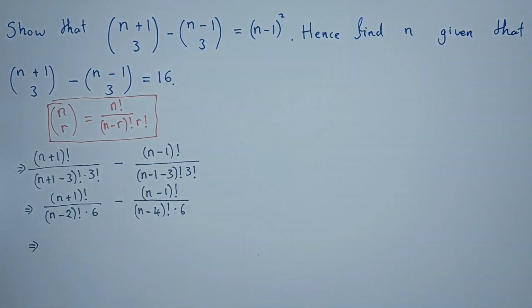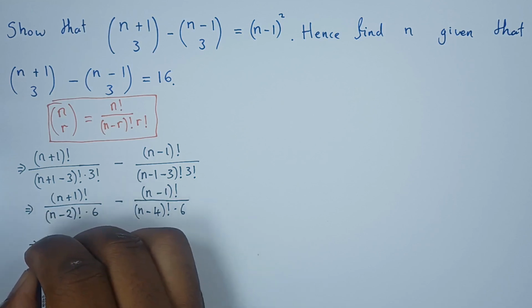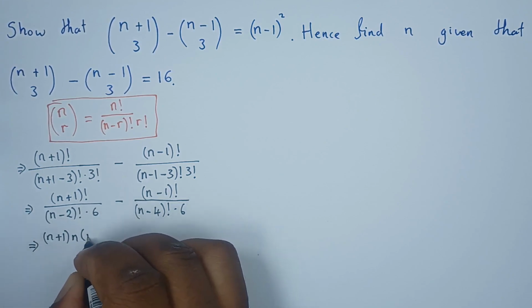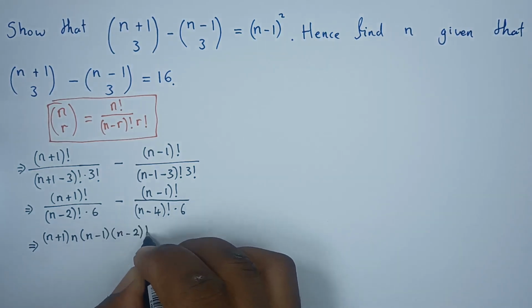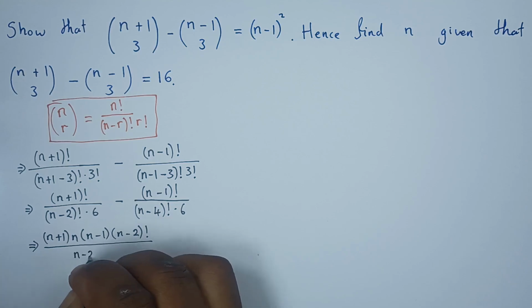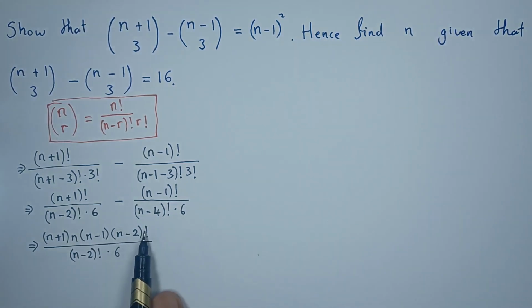The next step now will be this n plus 1. Remember, a factorial is simply a number that is multiplied by the numbers that come before it. So the number that comes before n plus 1 is n. Hence, this expression can be written as n plus 1. What comes before that? n. What comes before that? n minus 1. What comes before that? n minus 2 factorial. All this is divided by (n minus 2) factorial times 6. Why did we end at n minus 2 factorial? Because we wanted to cancel out with this denominator here.